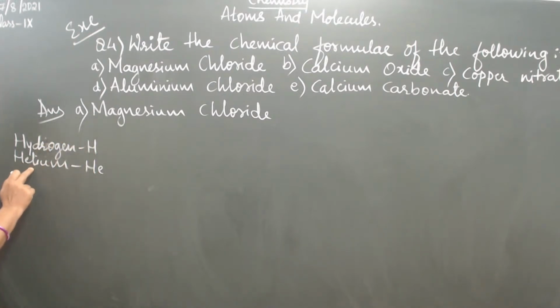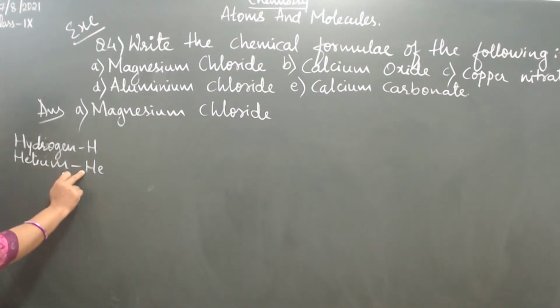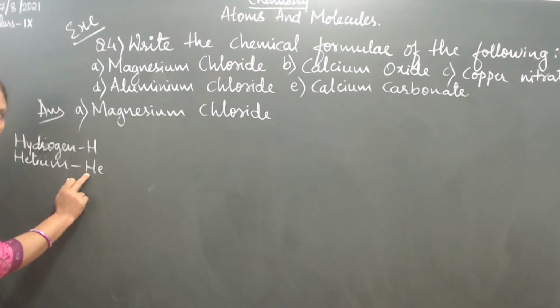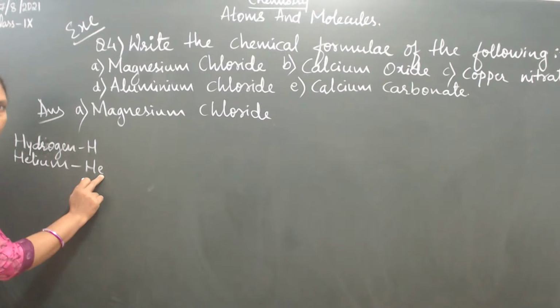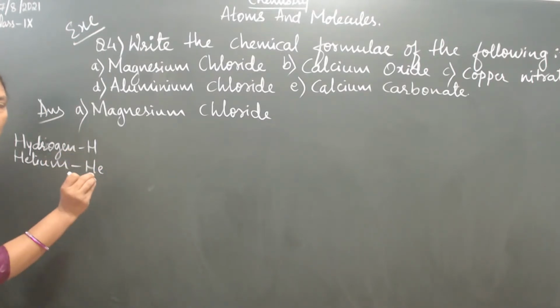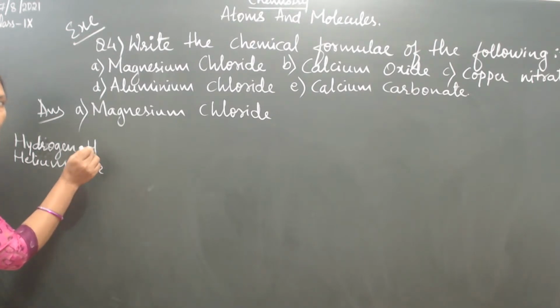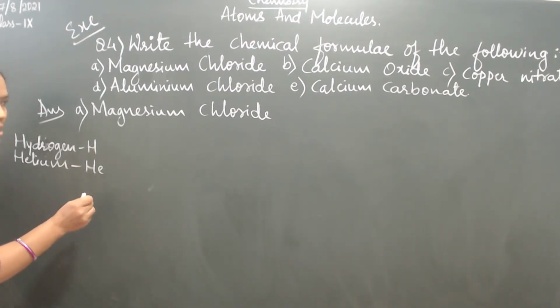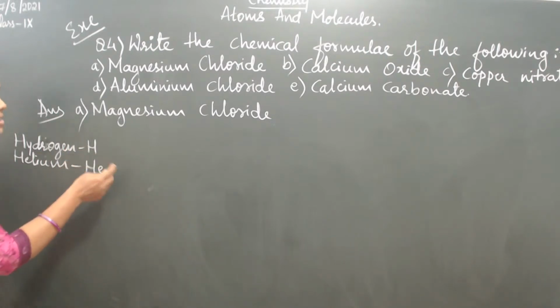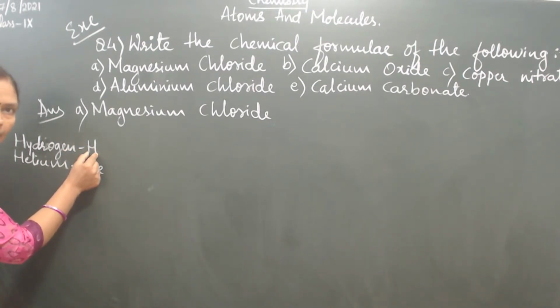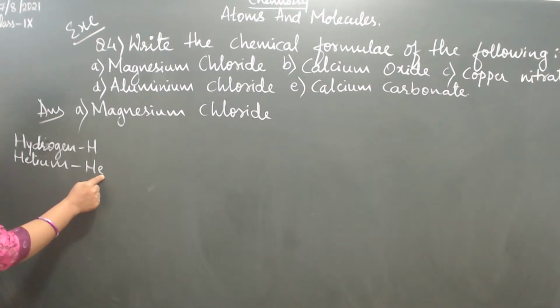Then the next one is helium. Helium is one of the elements, and how do we write the symbol for helium? It is He. The first letter we have to write in a capital letter, and the second letter we should write in a small letter. Please keep this in your mind: whenever we write the symbol for an element, we have to follow this rule. The first letter is a capital letter, and the second letter is a small letter.